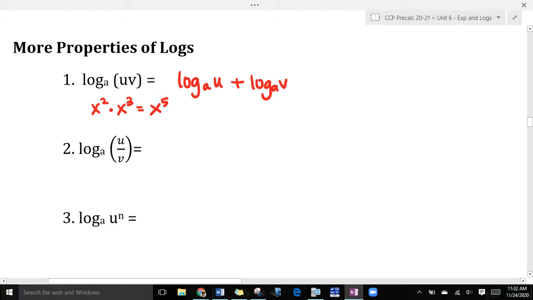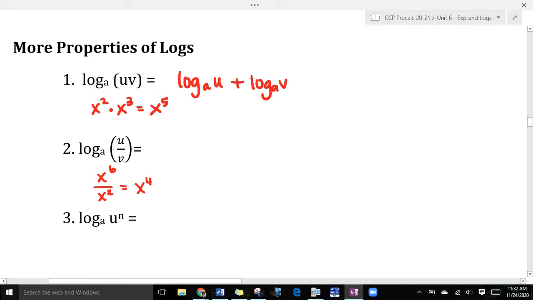All right, so second one, now let's think about division. So let's, again, relate this back to exponents. If I have something like x to the sixth over x squared, hopefully you remember that we would subtract those exponents and get 6 minus 2, keep the base of x. Same thing with our logs.